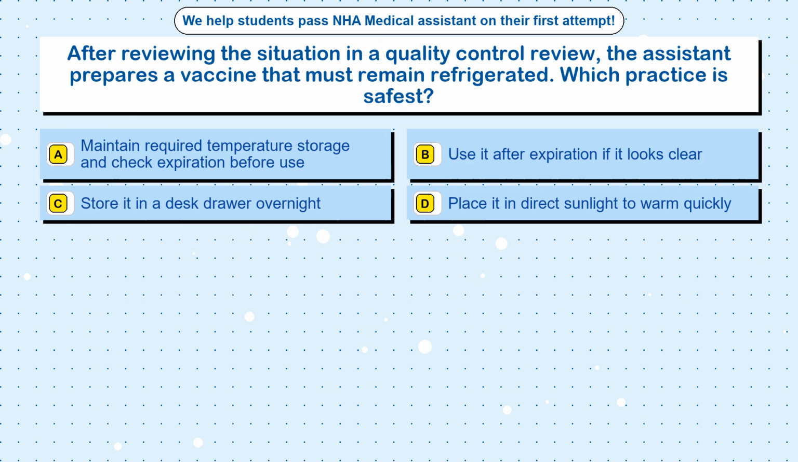Question 93. After reviewing the situation in a quality control review, the assistant prepares a vaccine that must remain refrigerated. Which practice is safest? Option A. Maintain required temperature storage and check expiration before use. Option B. Use it after expiration if it looks clear. Option C. Store it in a desk drawer overnight. Option D. Place it in direct sunlight to warm quickly.